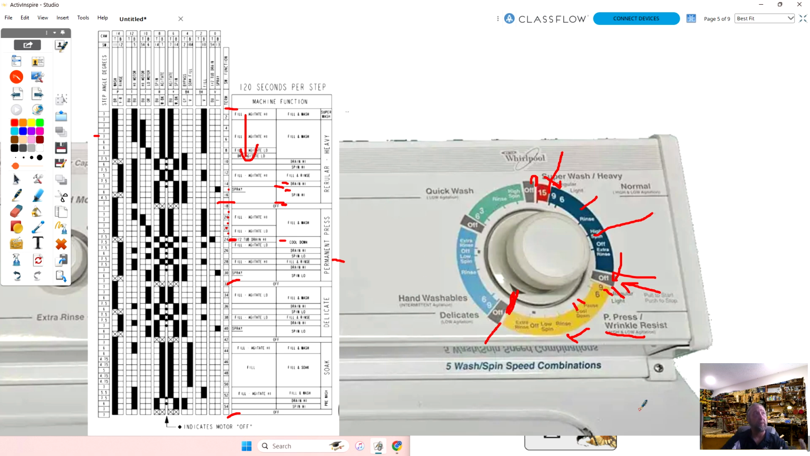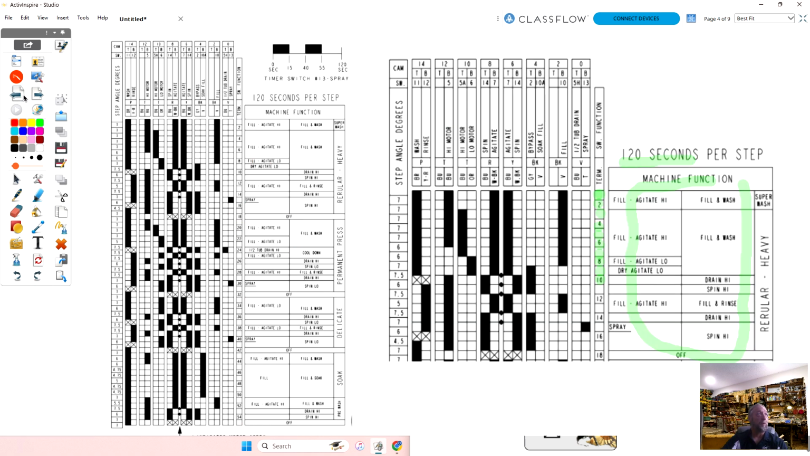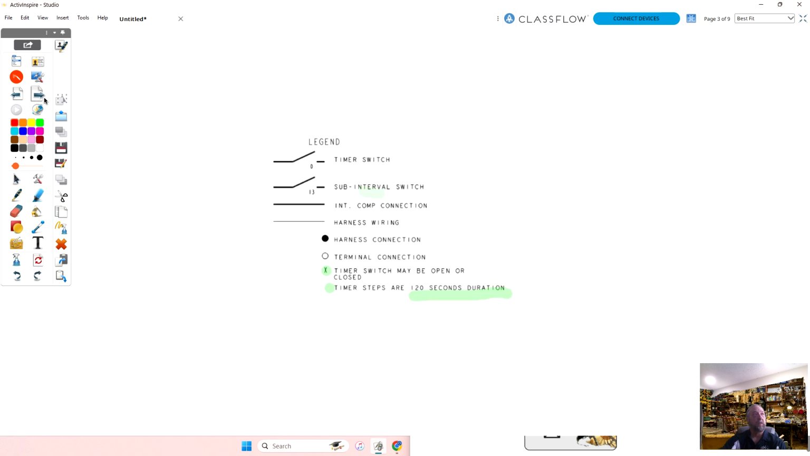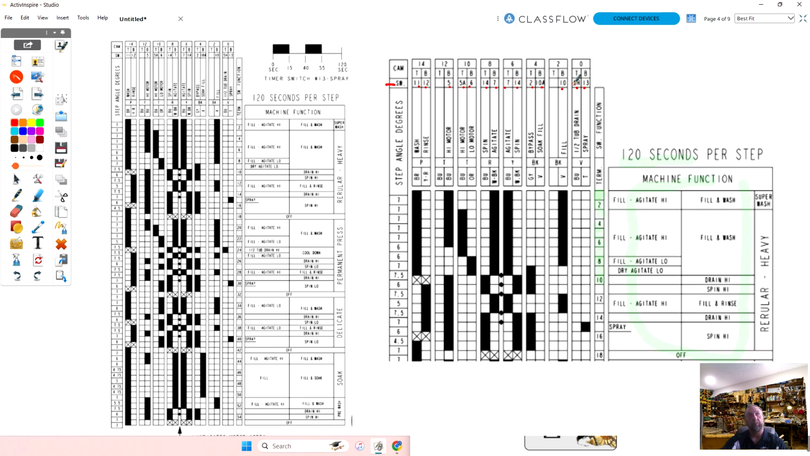So what's going on inside this chart? Let's go back and break down everything that's going on inside the chart. First of all, these numbers here: switch 11, 12, 5, 5A, 6, 14, 7, and so forth. Those are the actual numbers of the switch. And if we go back to the diagram, there's the 5, the 6, the 5A, number 10, 7's 14. So all those numbers are up here. Each one of these columns going downward represents one switch inside of that timer.